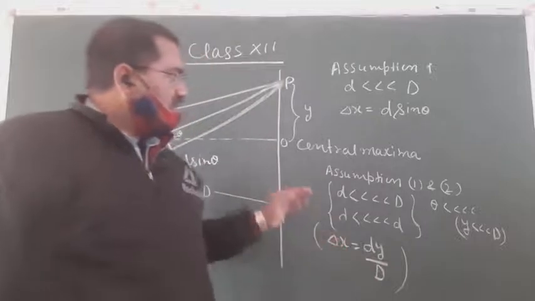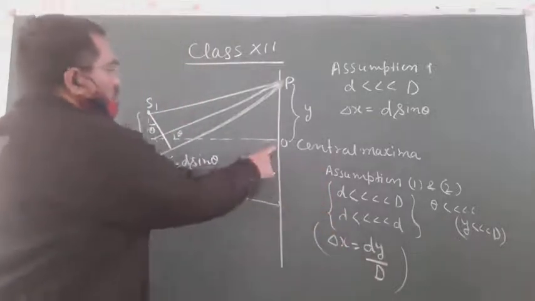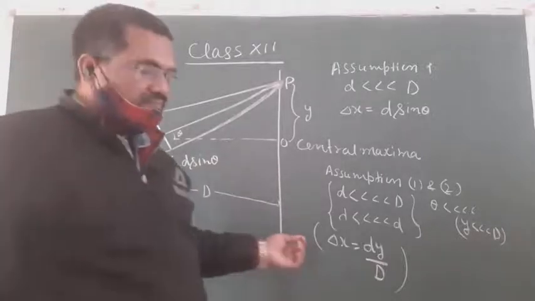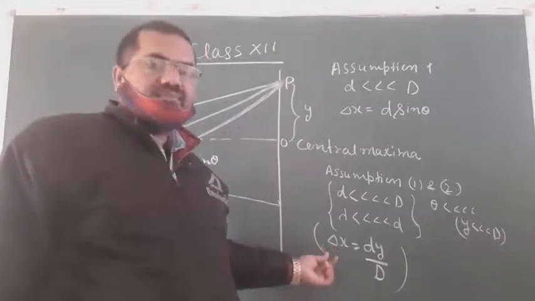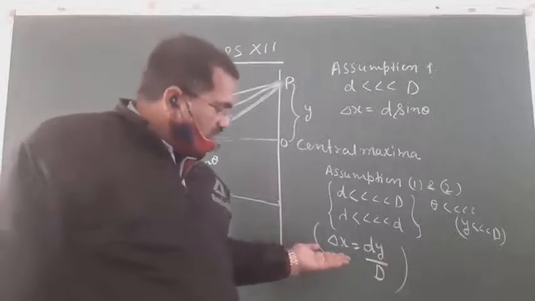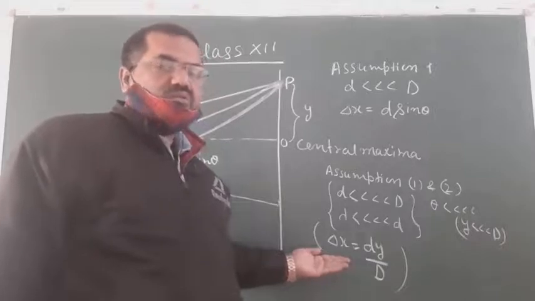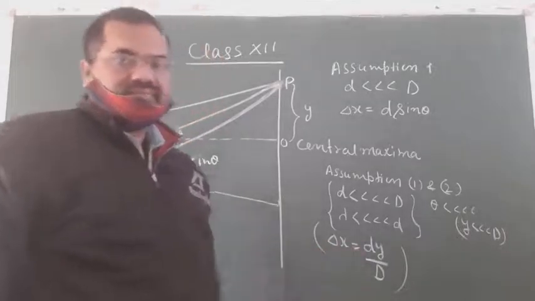Okay, so central maxima is at position O, where two waves meet in the same phase, that is, path difference between two waves is 0. After that, this is the general formula for maximas and minimas. So today we will start from here.